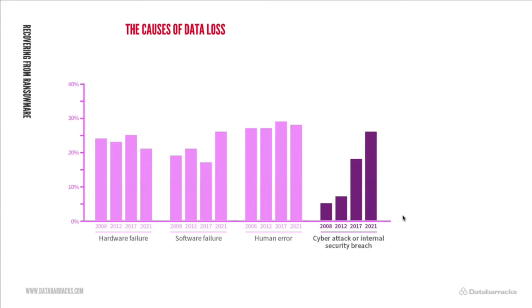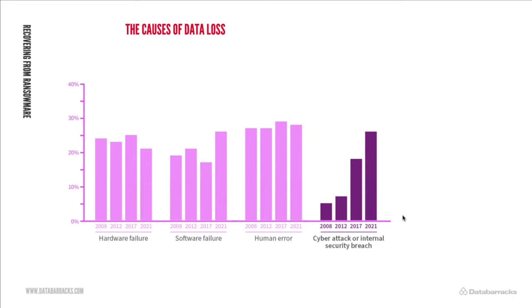Issues like human error and hardware failure always tend to be the most common causes of data loss. Those things don't really change, and they fluctuate a little bit year to year, but there's no real trend in them going up or going down. It's not getting better or any worse. The one cause of data loss that does have a very significant trend is cyber attacks.